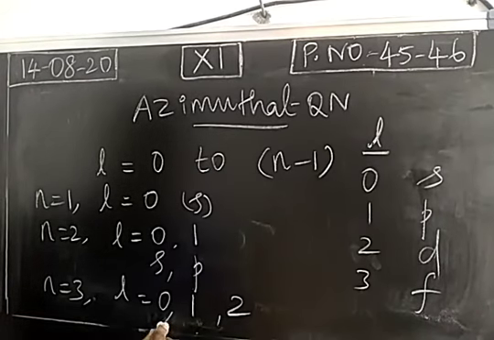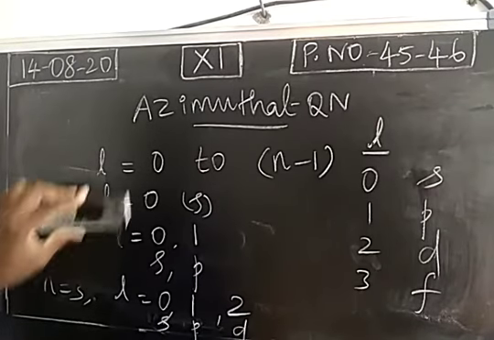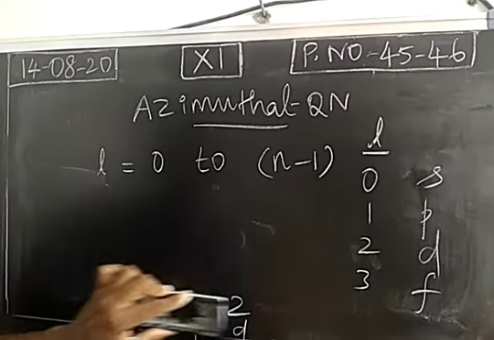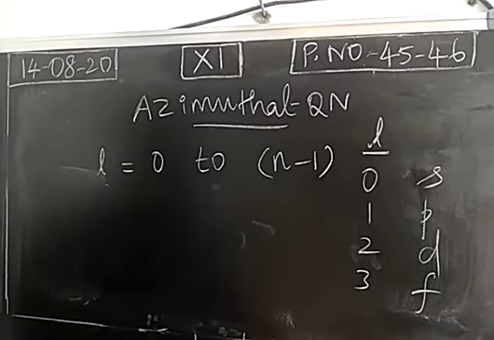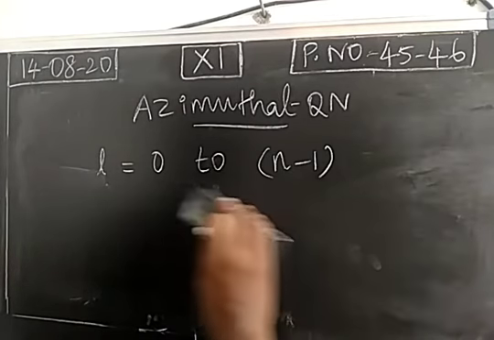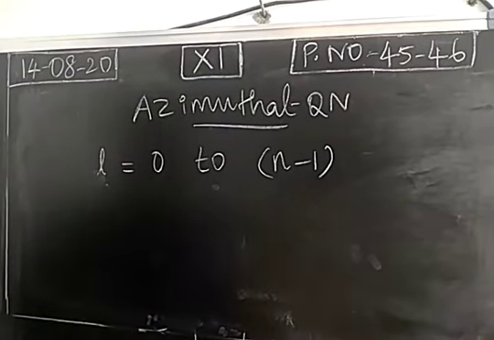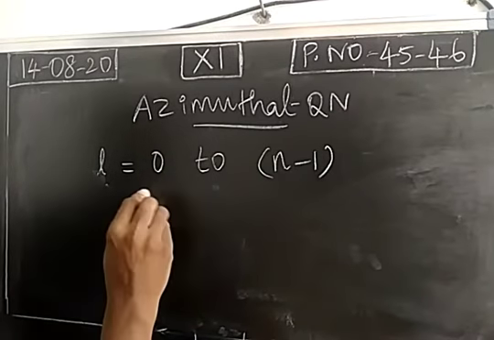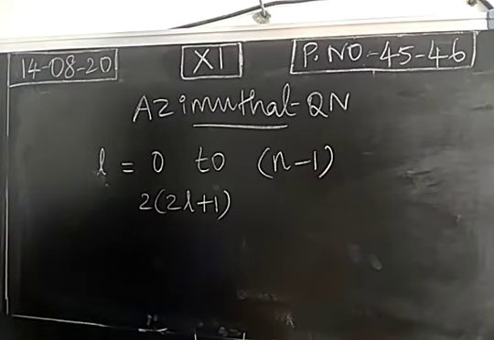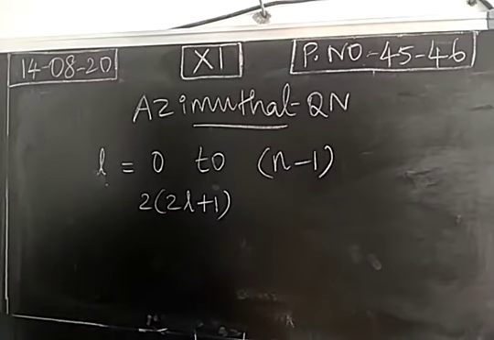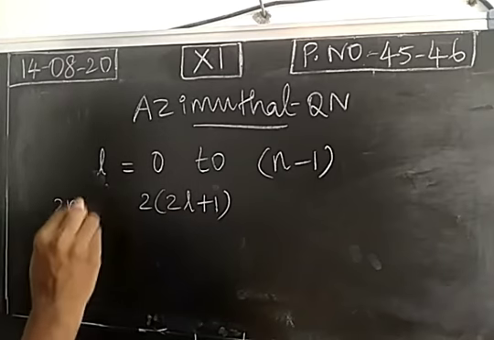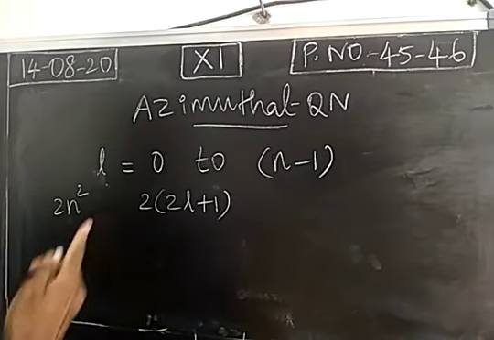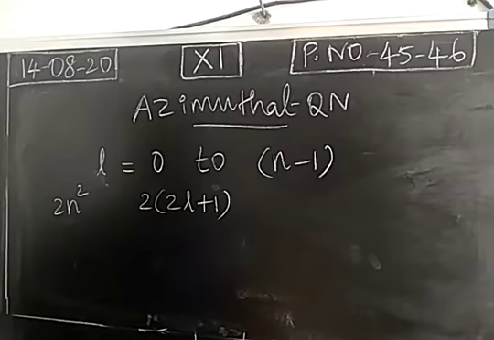The third shell has what subshells? S, P and D. Okay. So this is the way to calculate the azimuthal quantum number. If we know the principal quantum number, we can calculate the azimuthal quantum number. Each azimuthal quantum number denotes a subshell. And using the azimuthal quantum number, we have a formula, 2 into (2L plus 1). This is the formula to calculate the number of electrons in a subshell. Using the principal quantum number, we studied 2n squared. This is the formula to calculate the number of electrons in one shell or orbit.